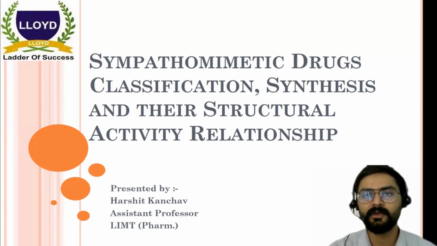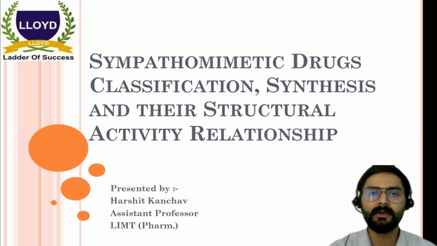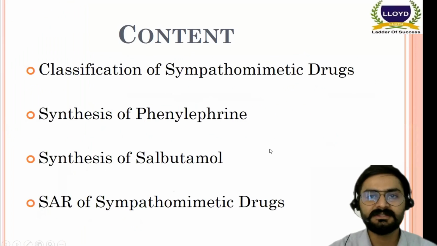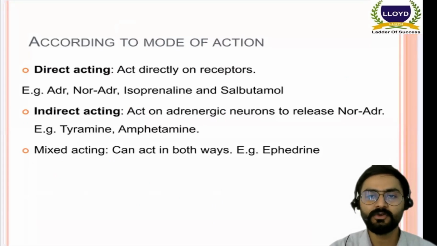We are going to deep dive into the world of sympathomimetic drugs, a class of drugs that mimics the action of the sympathetic nervous system. In this session, we will explore the classification of sympathomimetic drugs, the synthetic pathway of two important examples, that is phenylephrine and salbutamol, and their structural activity relationship, SAR, to understand how chemical structure influences pharmacological activity. Let us start with the classification of sympathomimetic drugs.